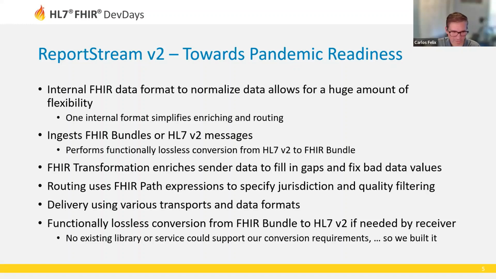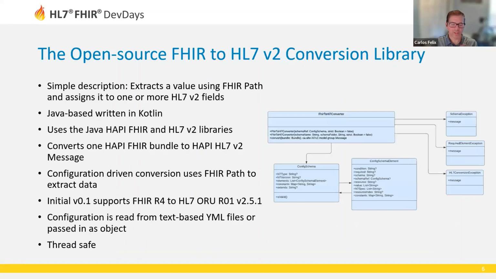And hence we get to this library that we created. There was no existing library or service that could support our conversion requirements. So we built it. Now let me talk about the library we created. In simple terms, it just extracts a value using FHIRPath and assigns it to one or more HL7 fields. That's really, at the very high level, what it does. It's a lot more complicated than that because it's really flexible and allows for a lot.